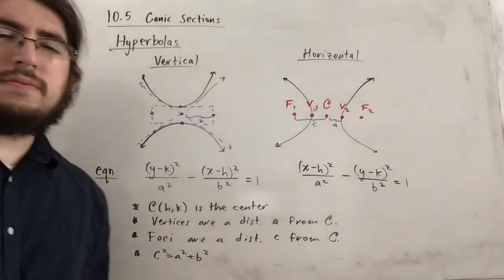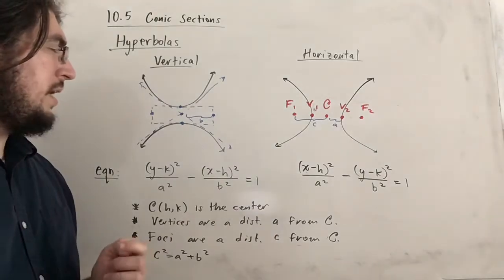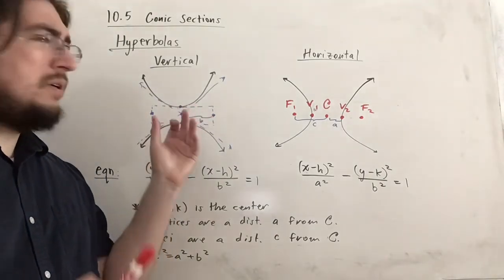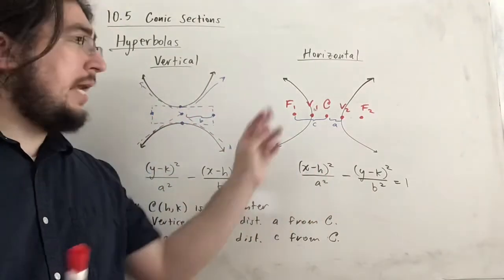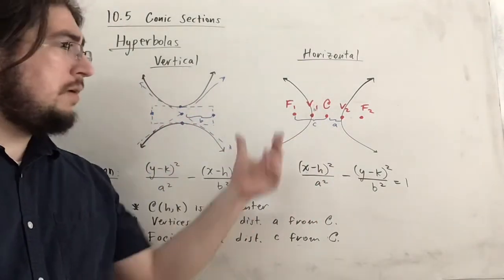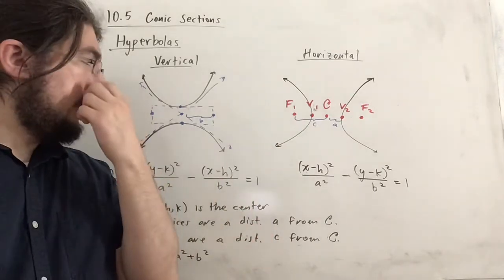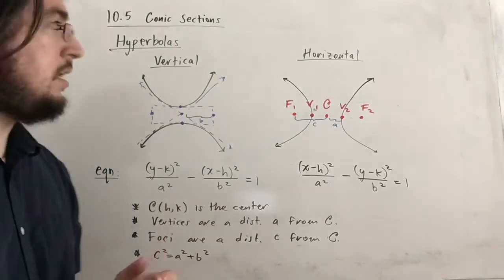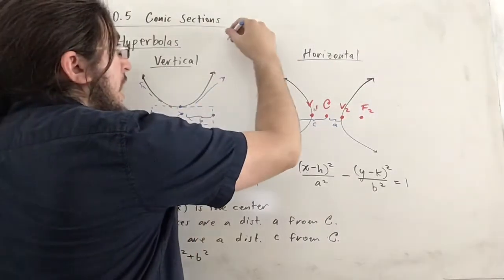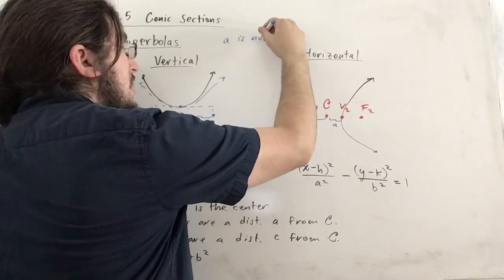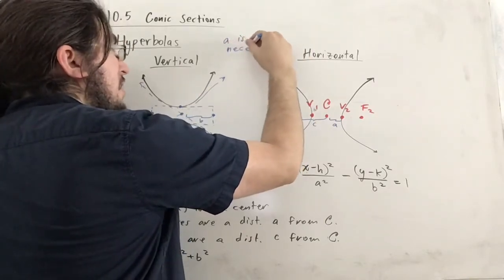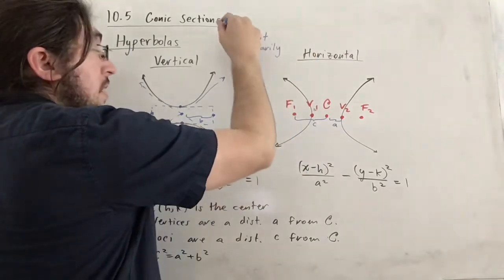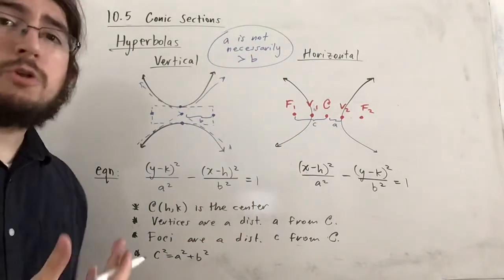Now you can see here why B is not really too important, because the wider the parabolas are, B could actually be larger than A in this case, but C is always going to be larger than A. So with ellipses, A was always bigger than B. That's not the case here. So keep that in mind. Let me just write, A is not necessarily greater than B. It can be, but not necessarily bigger than B, contrary to ellipses.